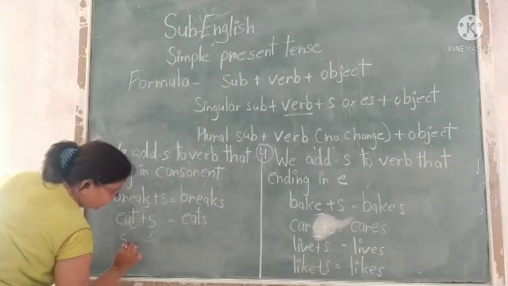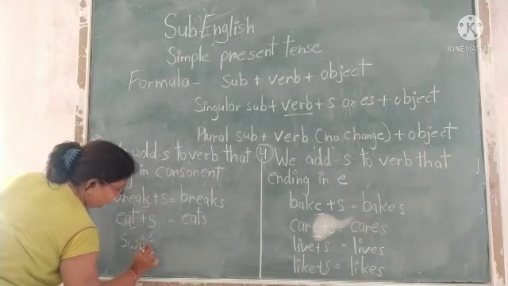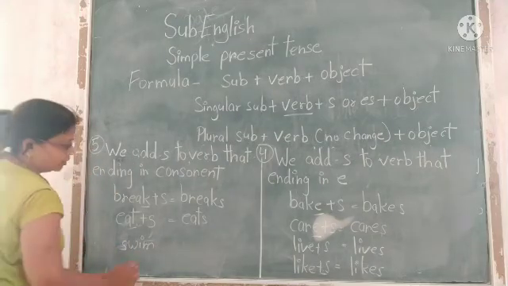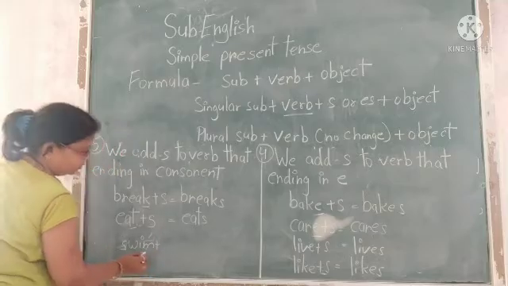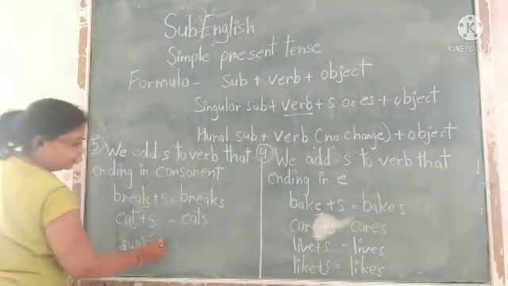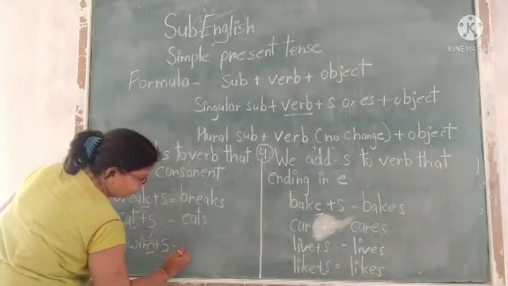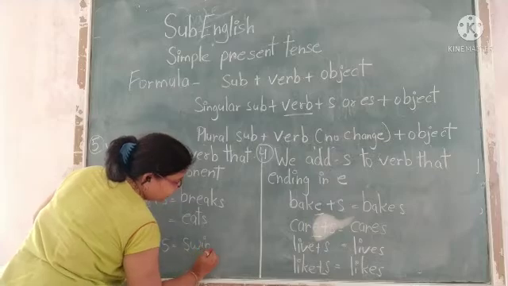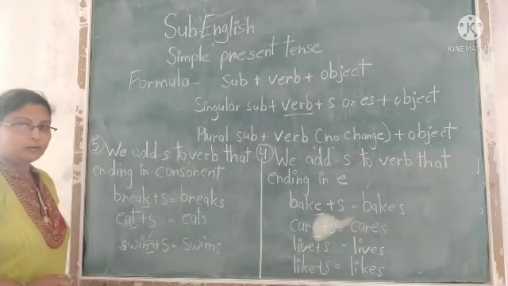As like swim, S-W-I-M, swim. And in this verb, its ending letter is M, so here we add S to make it a verb according to the simple present tense. Okay, student?